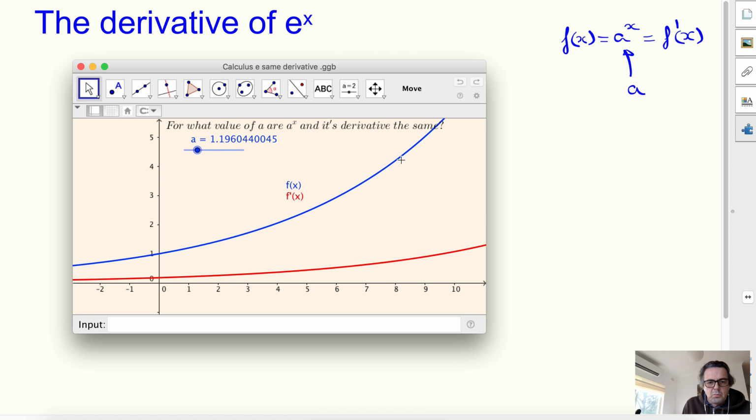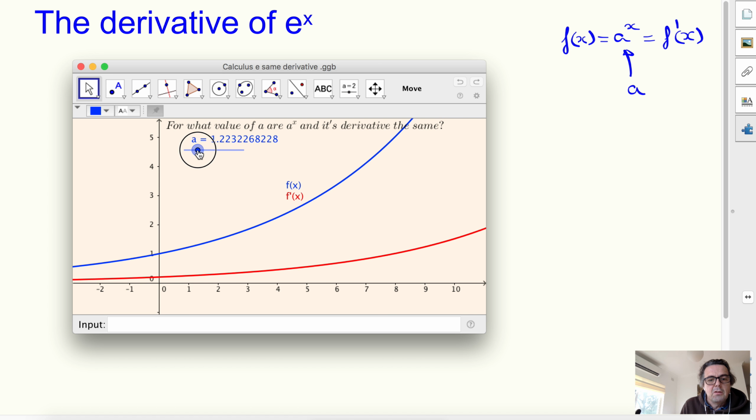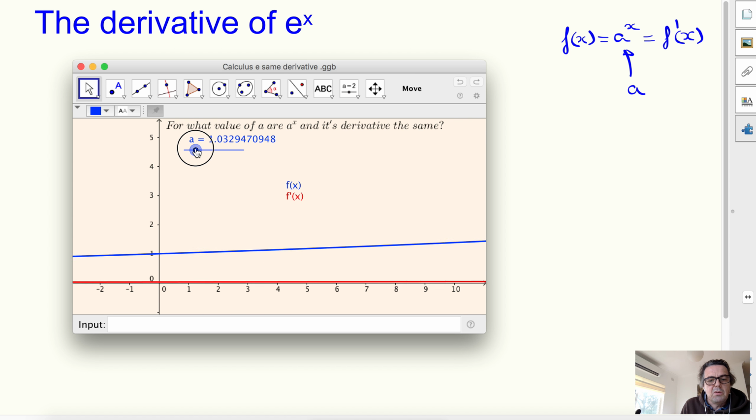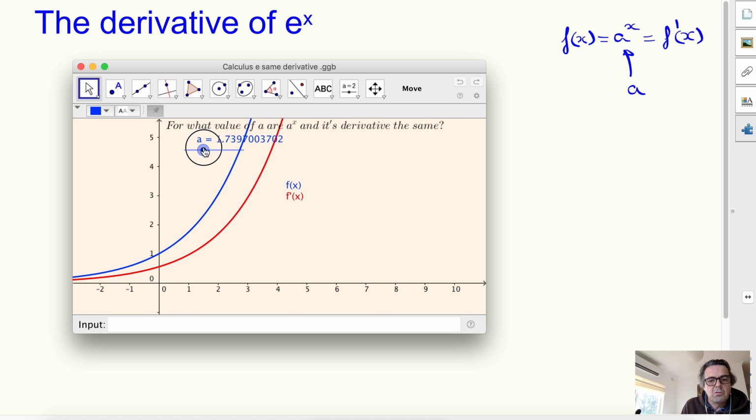Now we'll use GeoGebra to do that, and I've got this widget here. What we see here is the blue function a to the power x, and the red function is f dashed, so that's the derivative of a to the power x. As you can see, they're not the same. But I also have a slider with a, so I can change the value of a, and I can see whether I can find a value for which both the blue and the red one are the same.